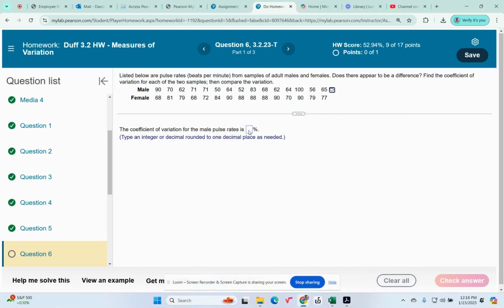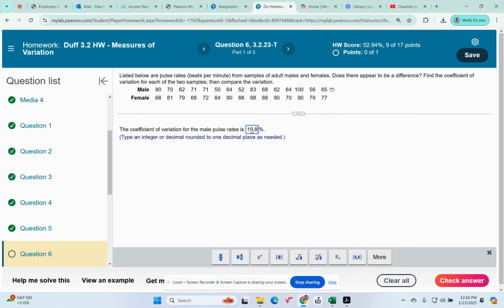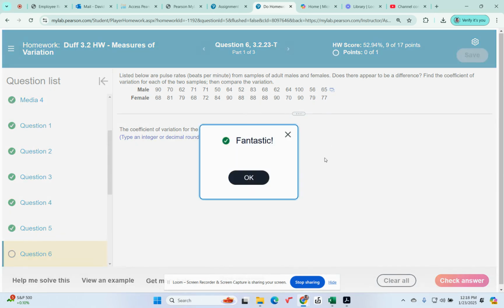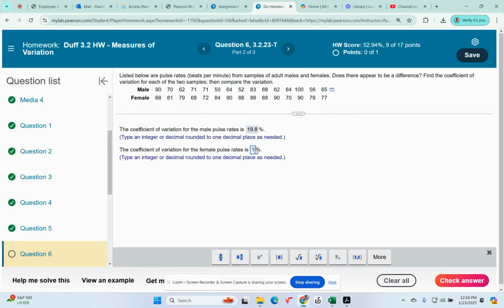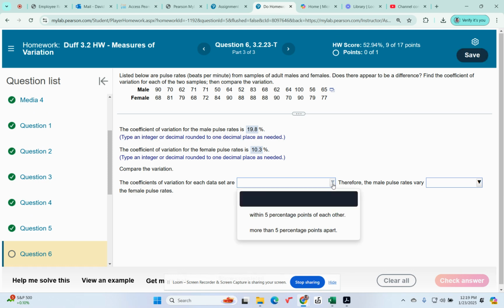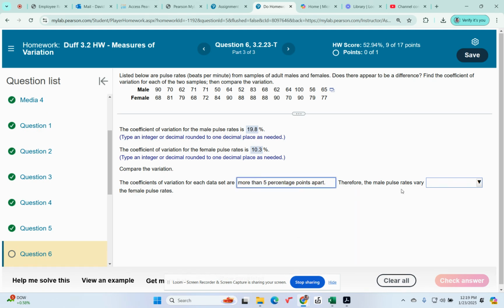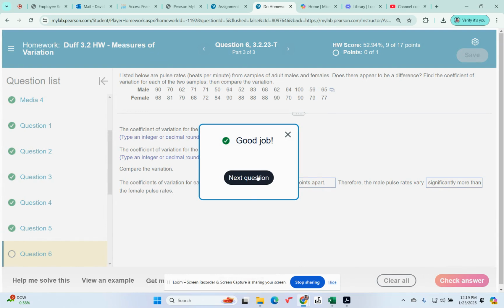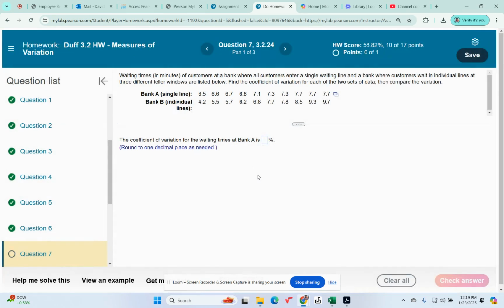So let's go ahead and put those numbers in, 19.8, and then I think it said 10.3. All right, so the coefficients of variation for each data set are, well, they're more than 5 percentage points apart. Therefore, the male pulse rates vary significantly more than the female pulse rates. And that's kind of like what we suspected before the problem. That concludes this lesson.